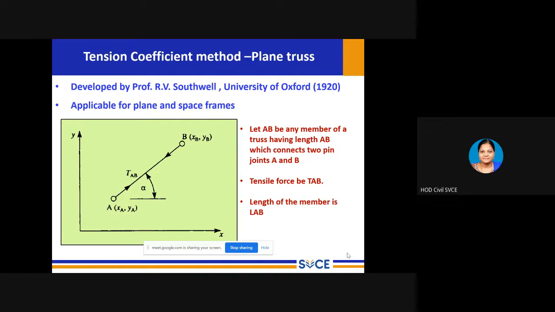This method can be used for both plane trusses as well as space truss systems. And particularly, it is more convenient to use this tension coefficient method for the space truss system.